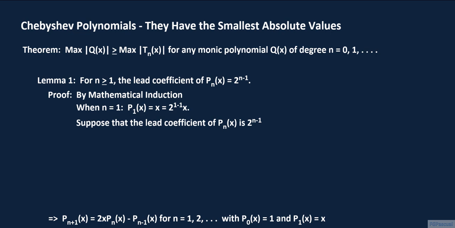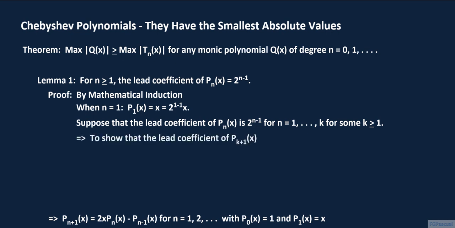We now suppose that the lemma is true, that the lead coefficient of p_n(x) is 2 raised to the n minus 1 power for n equal to 1 to k, for some k greater than or equal to 1. To complete the induction proof, we show that the lead coefficient of p_(k+1)(x) is 2 with exponent k plus 1 minus 1, or 2 raised to the kth power.